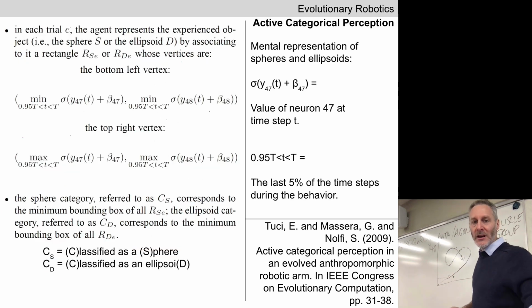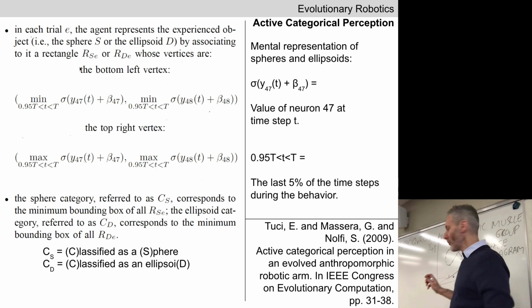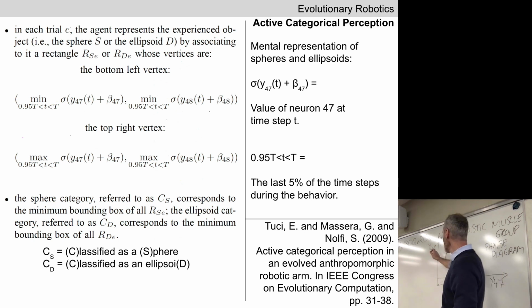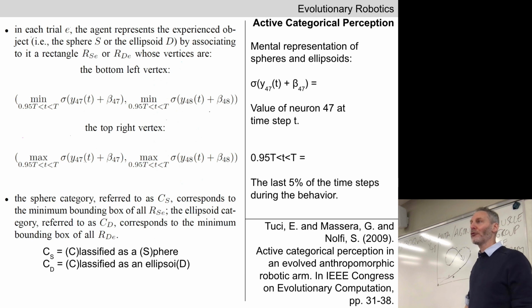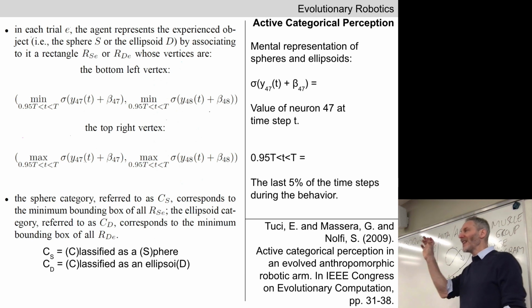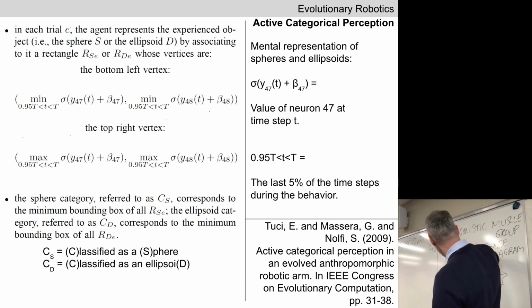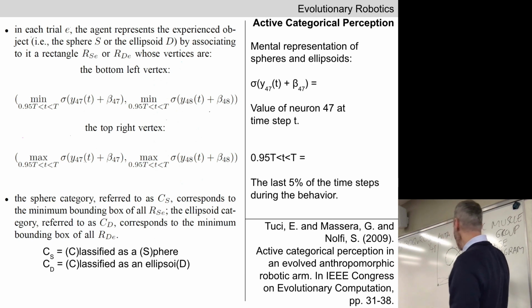Okay, let's imagine this is the robot in contact with the sphere, and we're going to look at the lowest and highest value of 47 and the lowest and highest value of 48 during the last 5% of the simulation. So this is the last 5% in here. We started with t sub 0 down here, and we went to t final down here.